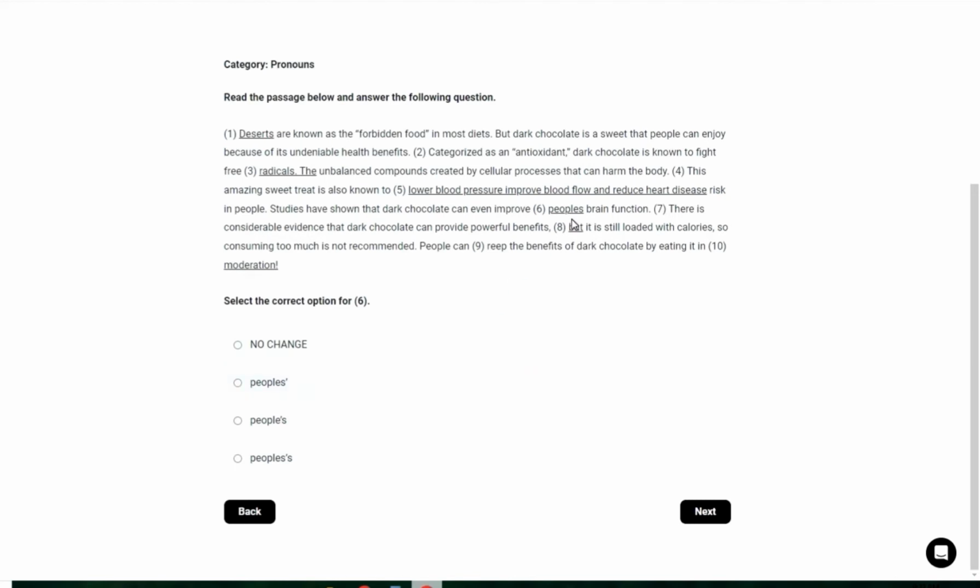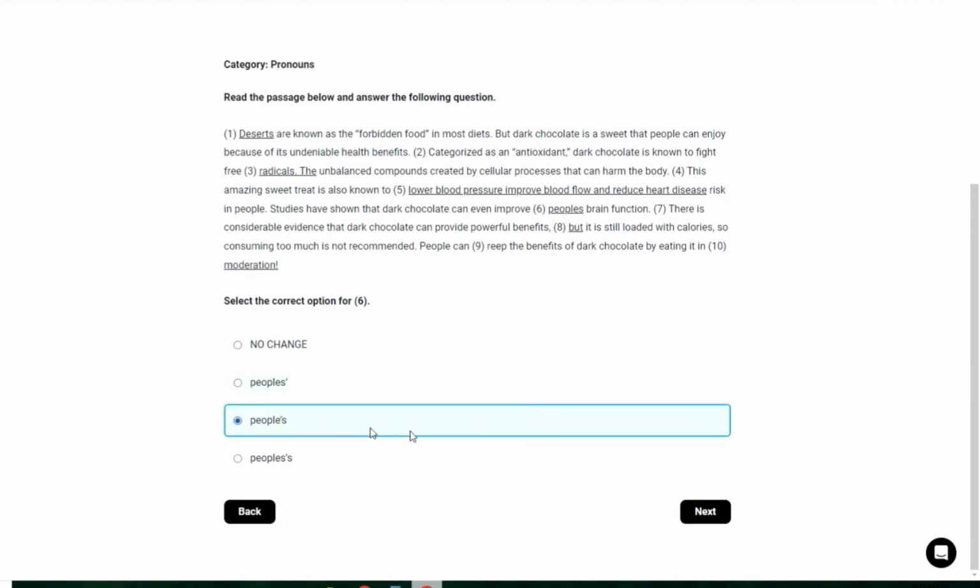Now, is this an ownership thing? And you should say yes, because it's indicating a possession, or sometimes apostrophes are used to create a contraction. But in this case, whose brain function? It's the people's brain function. So it's the people brain function, and who's the people? It's their brain function. So it's not the people's brain function, it's the people apostrophe s brain function.